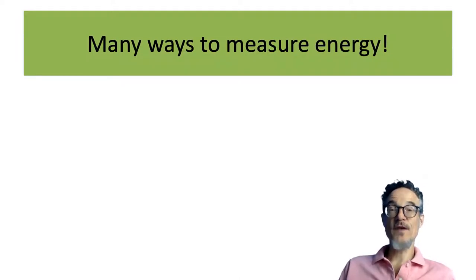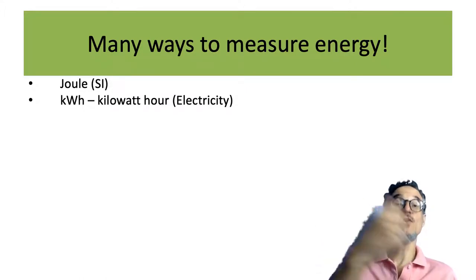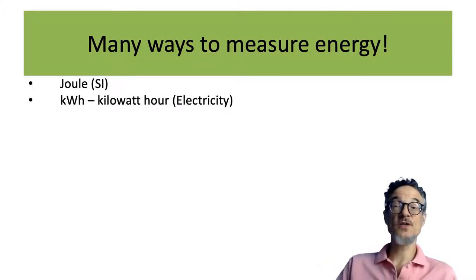So there are many ways to measure energy, and let's just start with the SI unit. The standard international measurement of energy is the joule. The kilowatt hour is used, for example, when you're using electricity. Right now you're using electricity if you're watching this. If you're plugged in, you'll be using kilowatt hours. That's how electricity is measured.